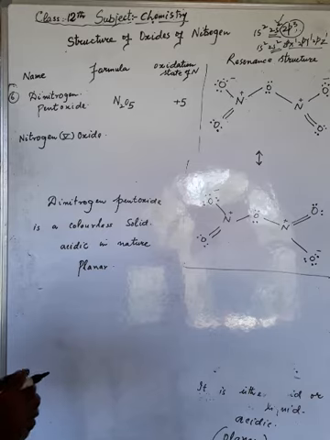So these are the structures of oxides. These are the structures of the oxides of the nitrogen.